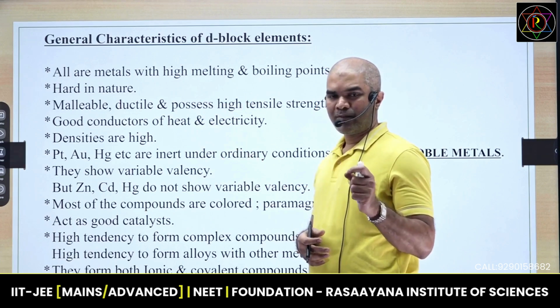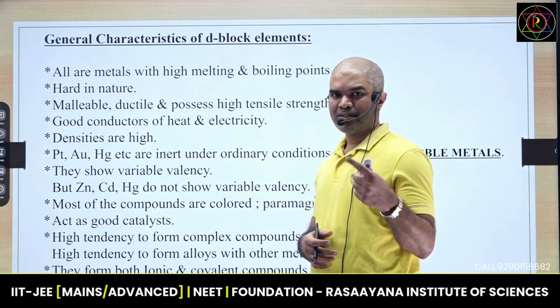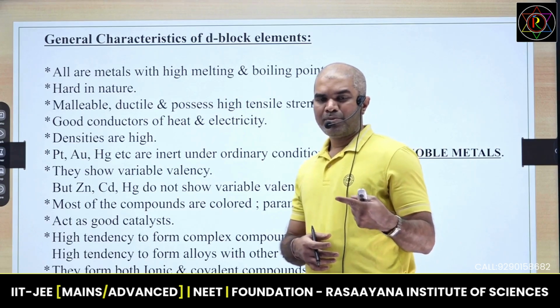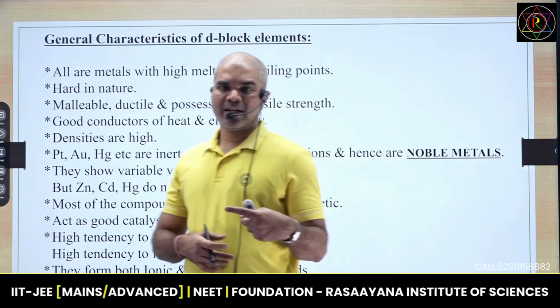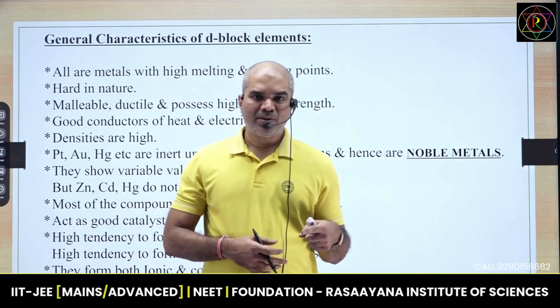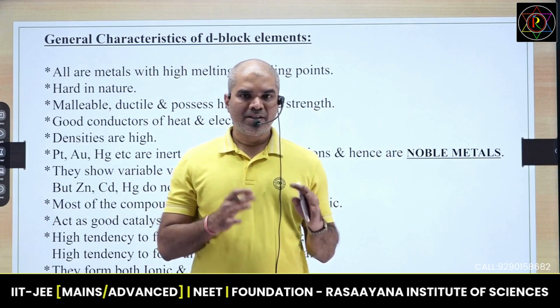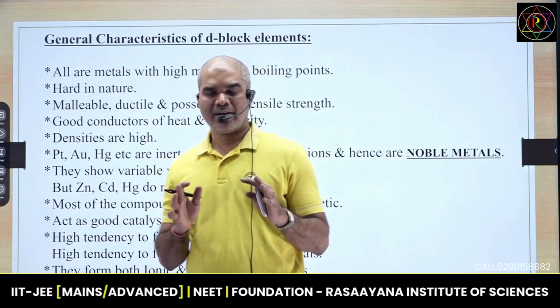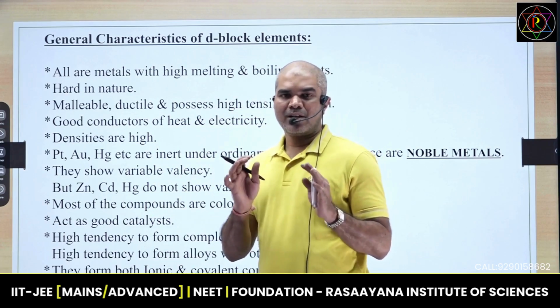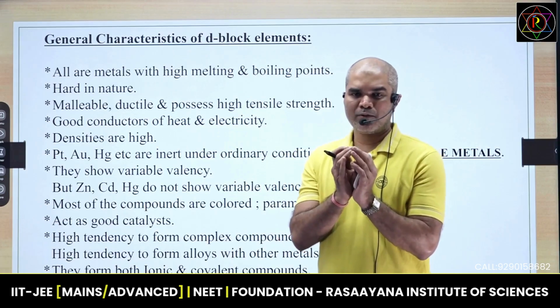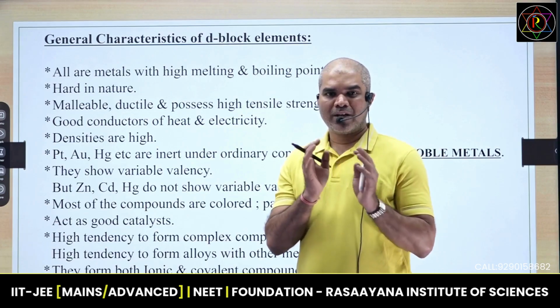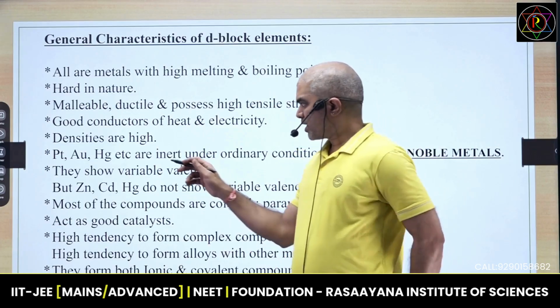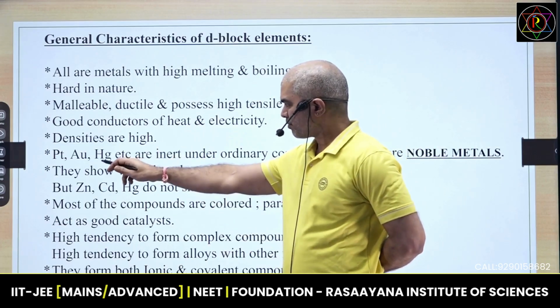Densities are very high. Why are the densities very high? We'll discuss when we go to the trends. Because more number of protons as they add up, lanthanide contraction is also there. Due to lanthanide contraction, densities are found to be very, very high. And since densities are high and their atomic sizes are almost the same, they can very easily form alloys. So d block elements can easily form alloys.